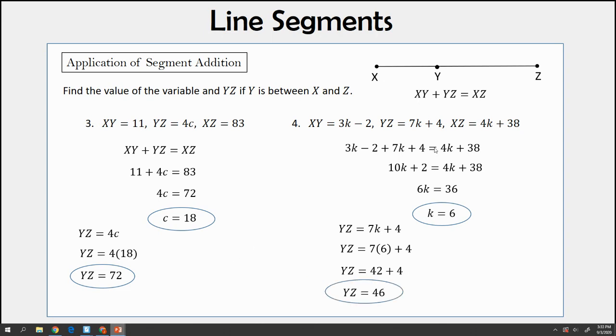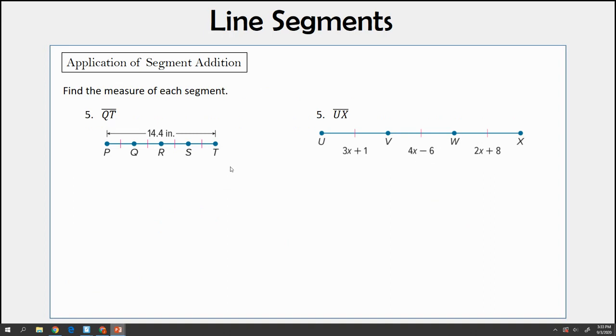Okay, pretty straightforward stuff. Okay, now how about this one? A little more application of the segment addition. If you look at number 5, look at the drawing. So I've got PQ, QR, RS, and ST, and what they're showing here, these markings, sometimes called tick marks. Okay, the tick marks match up. They all have one slash through them. That means all of these are the same length.